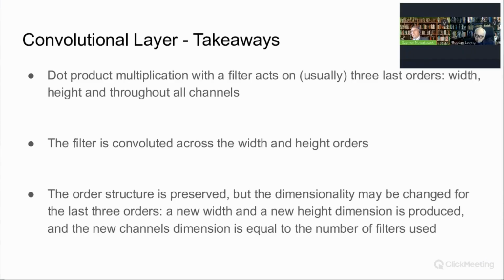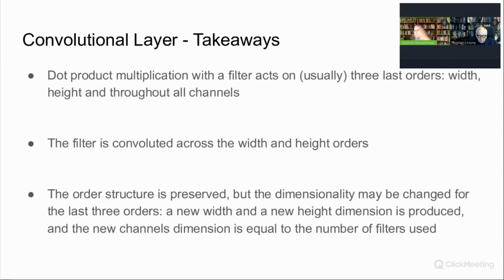Okay, so the takeaways from the convolutional layers is that the dot product multiplication that is happening during the convolution with a filter usually acts on the last 3 orders. This is the width, height, and the channels. The filter is convoluted across the width and height orders. I mean, it is shifted through the width and the height, and the channels, it is not shifted because this dimension in the filter matches the dimension of the order in an image.